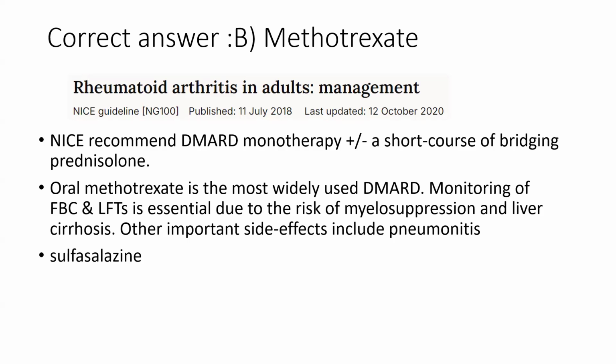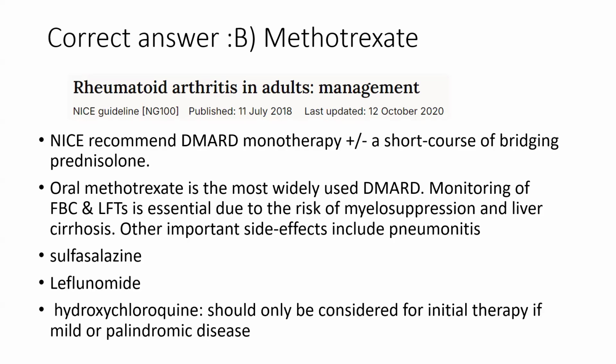What is the other option which can be used? Sulfasalazine. Other option, leflunomide. Other option, hydroxychloroquine. However, hydroxychloroquine should only be considered for initial therapy if there is mild or palindromic disease.